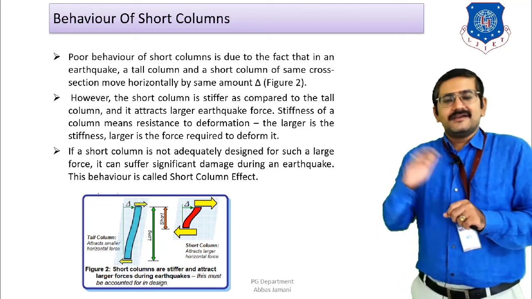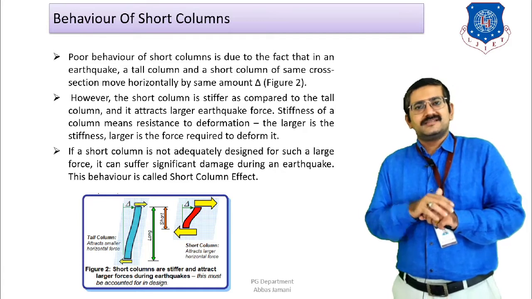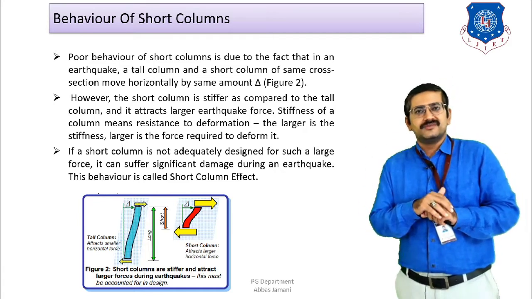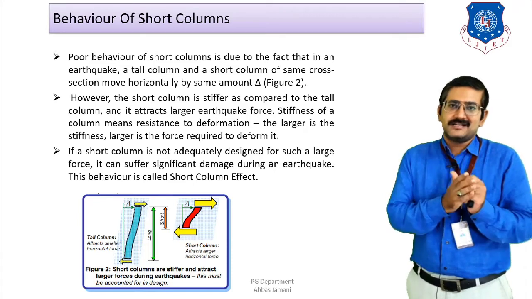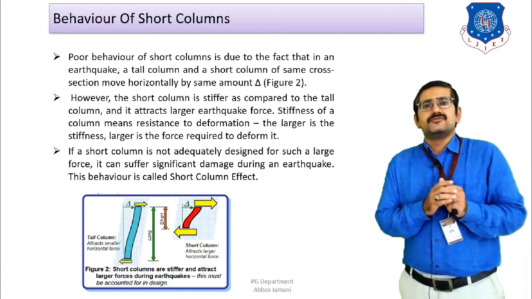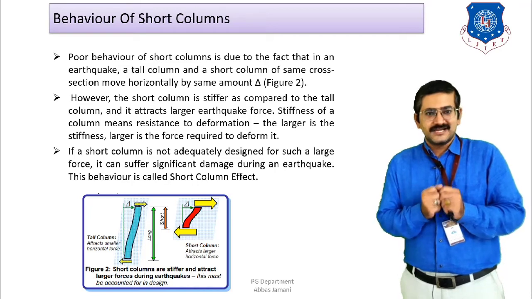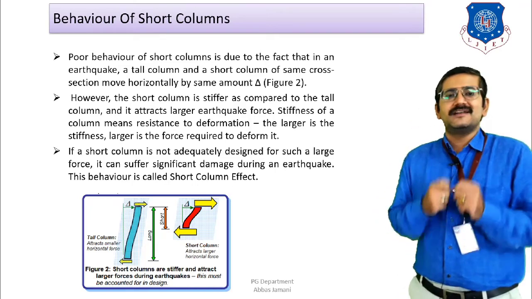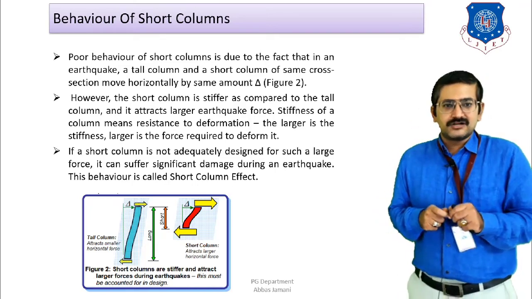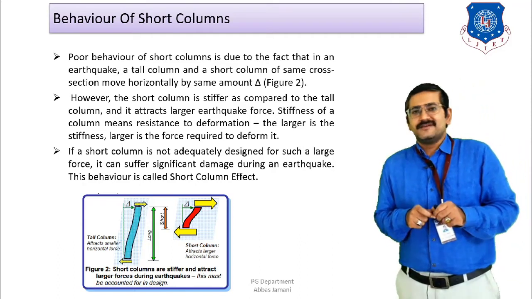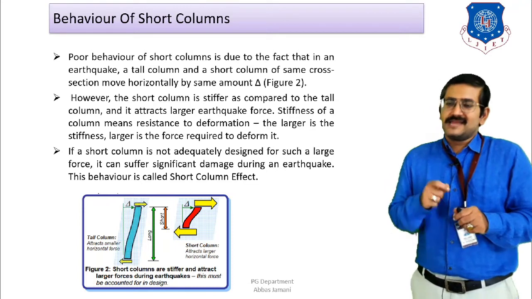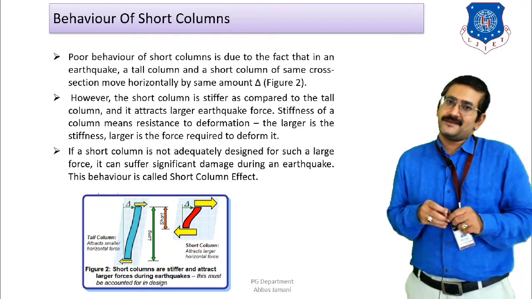That is, when you talk about large lateral deformation, it is effected in such a manner that the tall columns carry less lateral force and the short columns attract a large amount of lateral forces. If a short column is not adequately designed for such a horizontal force, it can suffer significant damage when subjected to earthquake forces. And this behavior is known as the short column effect, right?